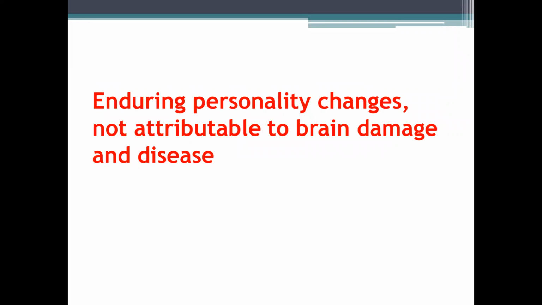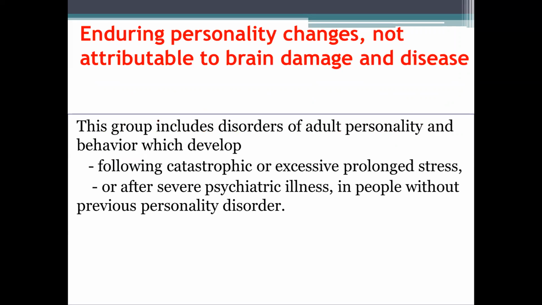Next topic in this chapter, F60: enduring personality changes, not attributable to brain damage. If there is brain damage, we write F0, organic personality disorder. Here, it is not connected with brain damage.